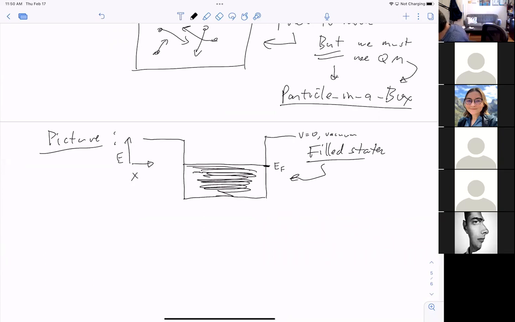All right. And so this energy is very famous. What do we call that? Somebody tell me. Work function. Exactly. That's the work function.